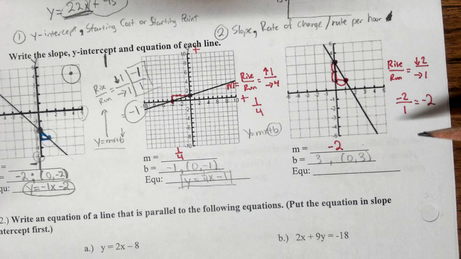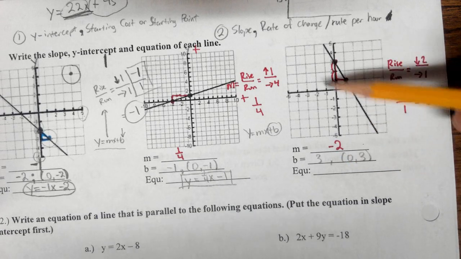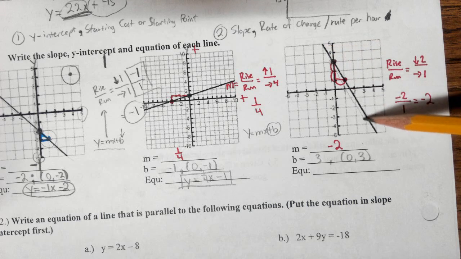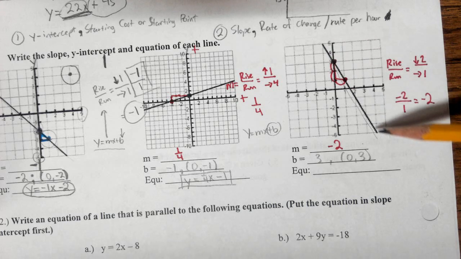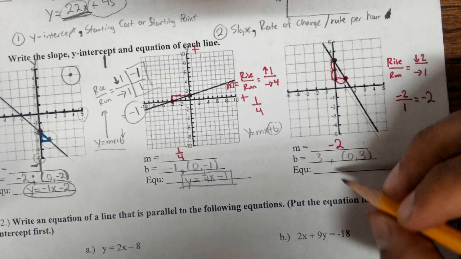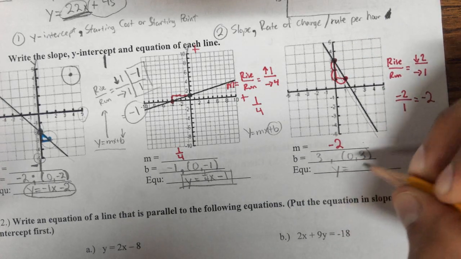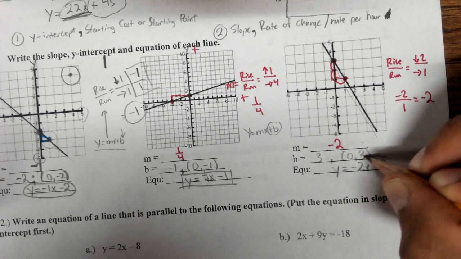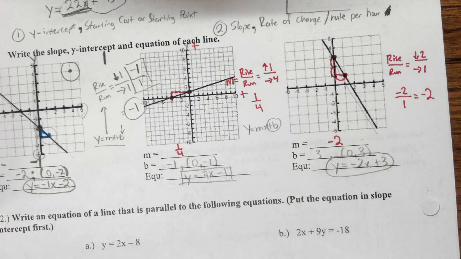Now, of course, if you got 2, or if you just got +2, you would check to make sure that this was a negative, which in fact it starts high and it ends low. So yes, in fact, it is a negative, so my slope should be a negative. Then I take this, put it together, y equals -2x plus 3. That's my final answer.